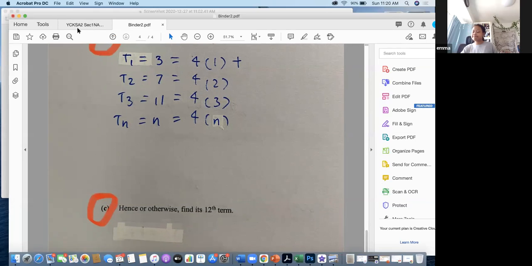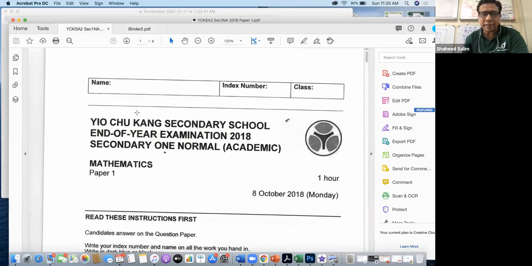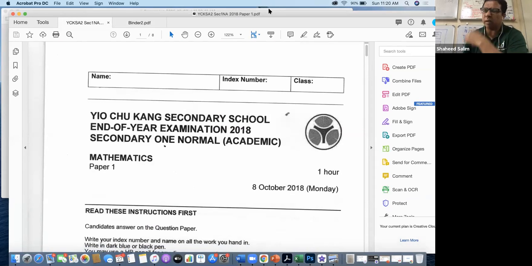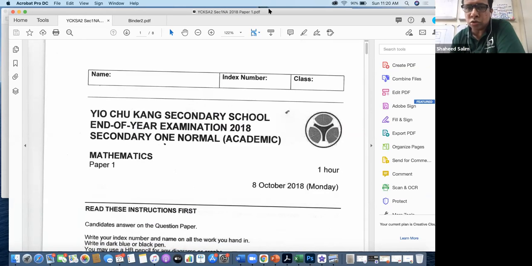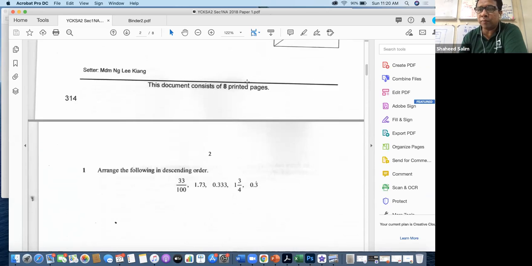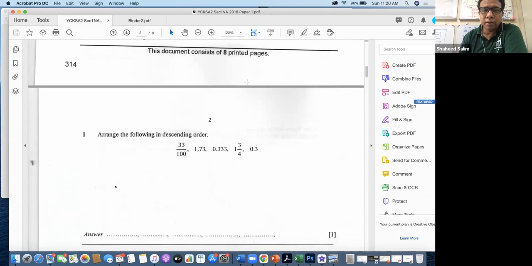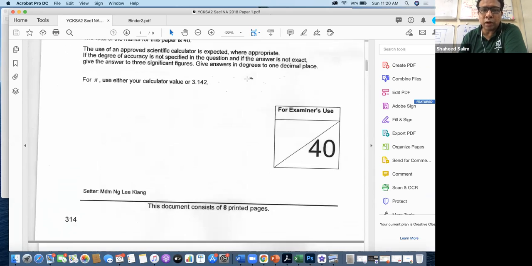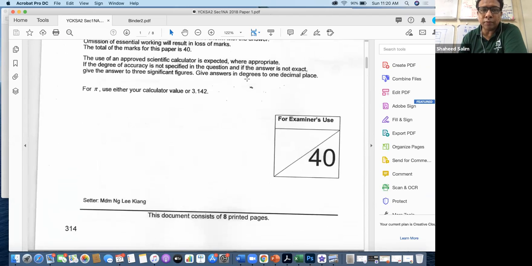Okay, this is from Yio Chu Kang end of year exam. Again, today's session we are going to revise. Later at the end of the session, you show me the books that you have bought for your schoolwork, and you buy another book. That one in 40 minutes time. Are you allowed to use calculators? Okay, it's allowed.